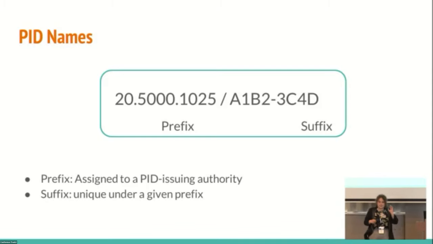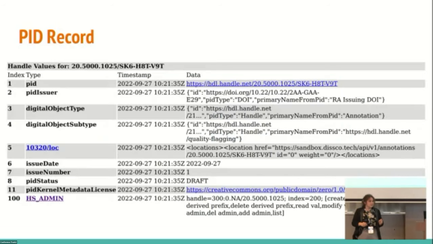This is the handle prefix assigned to DISSCo, and this gives you an idea of what our suffixes are going to look like. So that is around 8 characters, possibly 9, separated by a slash, alphanumeric. But a PID is more than just a unique string.